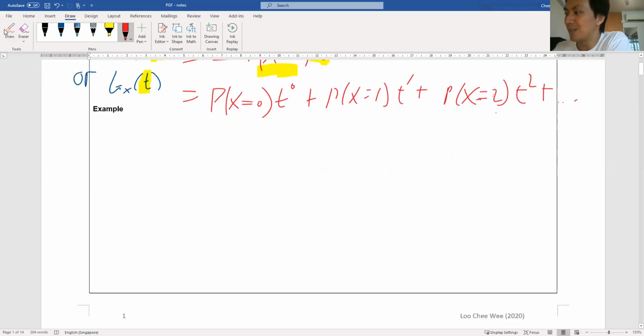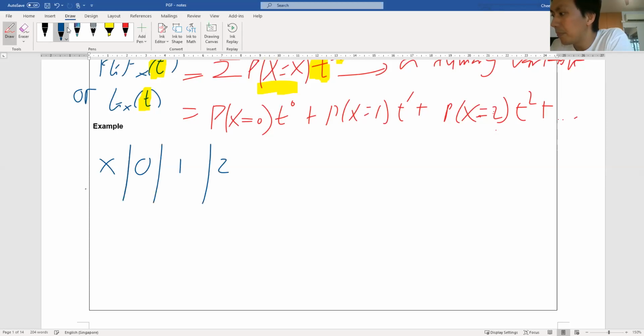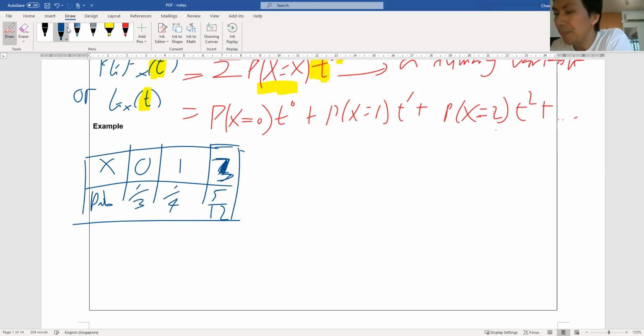To give you a more physical example, would be something like this: if the discrete random variable X has got outcomes 0, 1, and 3 to be precise, purposely skipping a 2, and then with probability 1/3, 1/4, and 5/12 like this. Its PGF will be expressed as such.